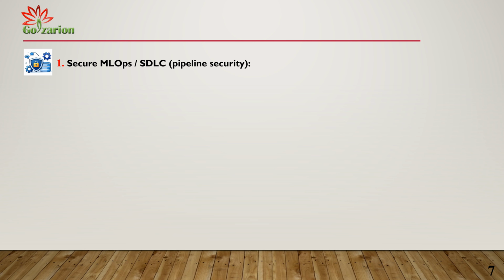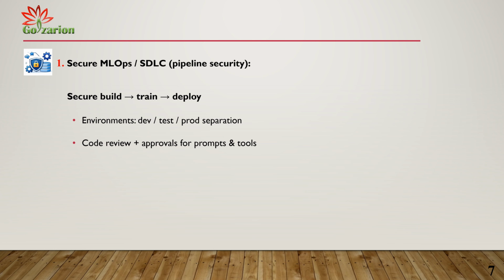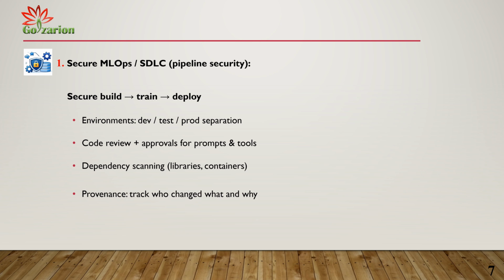Let's start with secure machine learning operations and software development lifecycle. Your AI solution still goes through build, test, and deploy, but now your logic includes prompts, connectors, and data pipelines. So the basics matter. Separate dev, test, and prod environments. Require code reviews and approvals, especially for prompts, templates, and tool integrations. Scan dependencies and container images, and track provenance, who changed what, when, and why. This is how you reduce risks, like accidental weakening of guardrails, and how you defend against supply chain issues.